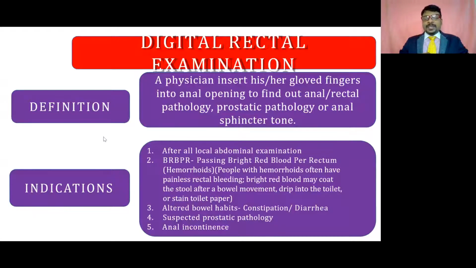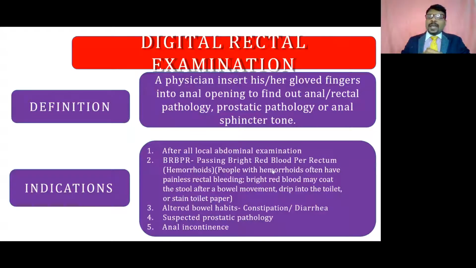So what are the indications of the rectal examination? After all the abdominal examinations, physicians assess systematically, and the next one is the rectal examination. It is especially indicated for passing bright blood from the rectum. That is nothing but hemorrhoids.